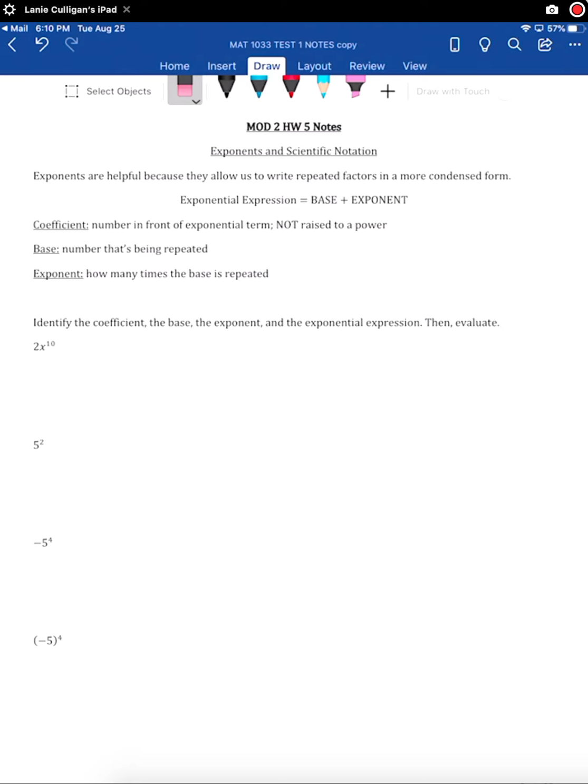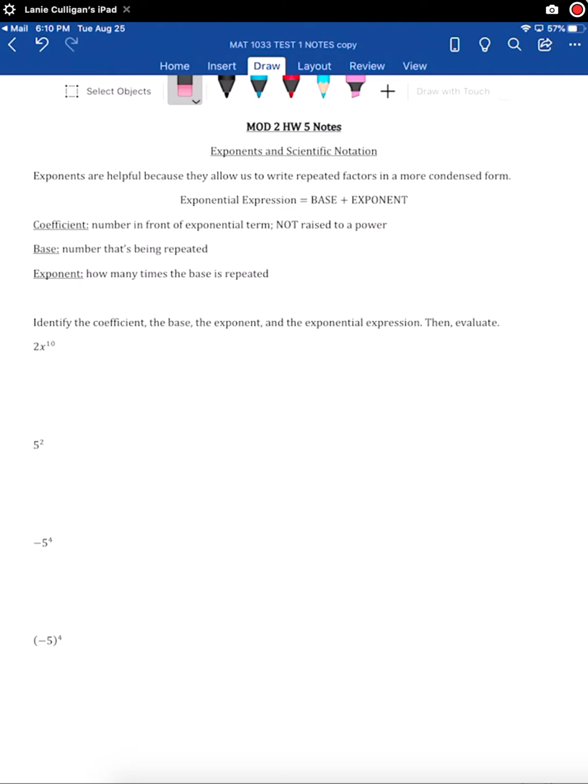A coefficient is the number in front of the exponential term, so not raised to a power. The base is the number that's being repeated, and the exponent is the number of times that base is being repeated. So our examples say identify the coefficient, the base, the exponent, and the exponential expression, and then evaluate. So in this case, we have 2x to the 10th power.